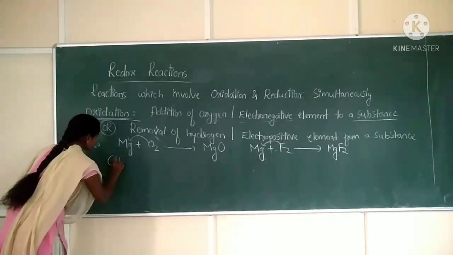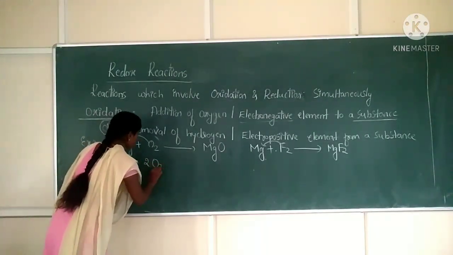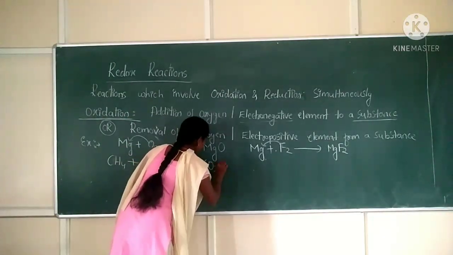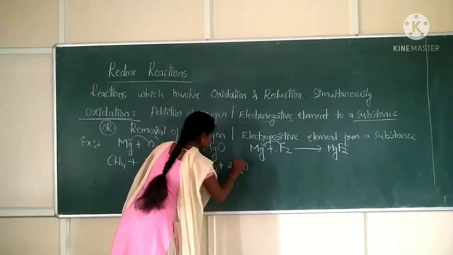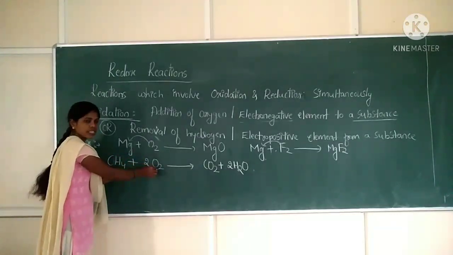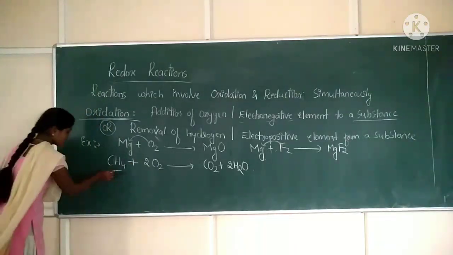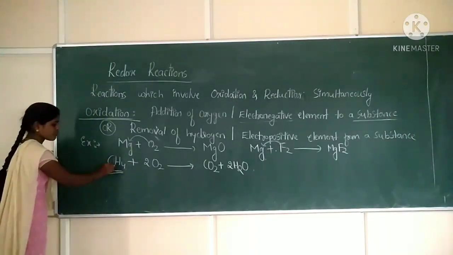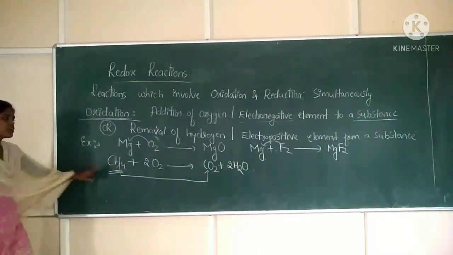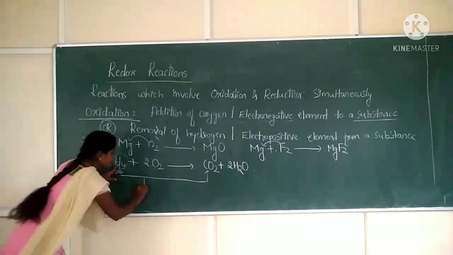When methane, that is CH4, reacts with 2 moles of oxygen, it forms CO2 plus 2 molecules of H2O. When methane molecule reacts with 2 moles of oxygen, it will form carbon dioxide and water molecule. Now, this is your initial substance. CH4 is forming CO2. Methane is converted into carbon dioxide. What is happening here? Hydrogen is removed.